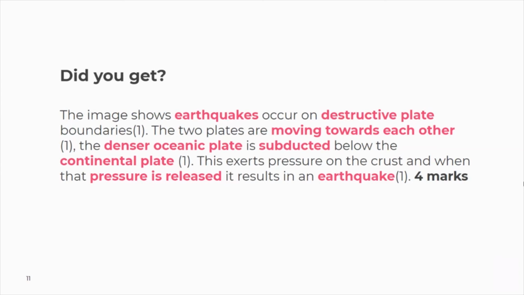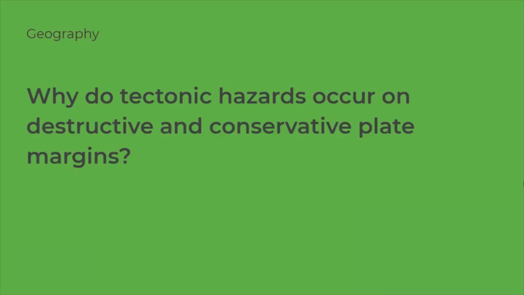Right, that brings us to the end of today's session. You have done so well today. I am really proud of you. So just to recap what it is that we've learned, last session, obviously, we looked at constructive plate margins. Today, we've looked at destructive and conservative plate margins. So on a destructive plate margin, you have your oceanic and your continental plate moving towards one another, and the oceanic plate is subducted below the continental plate.